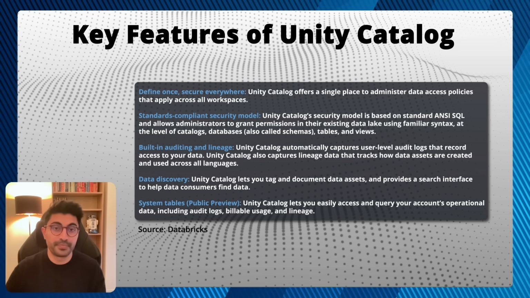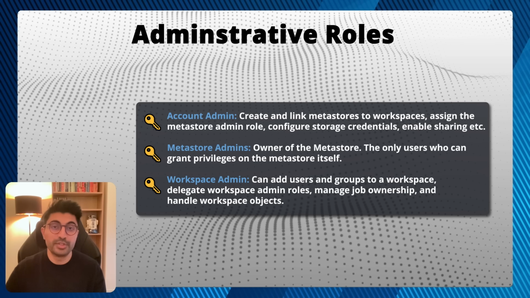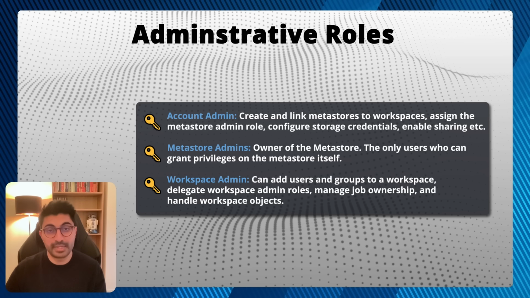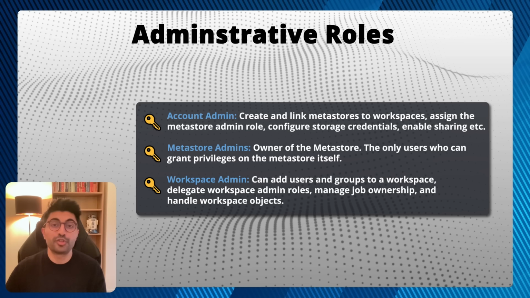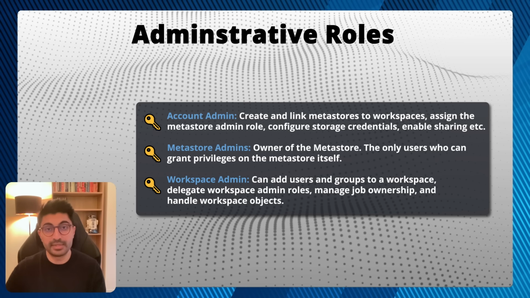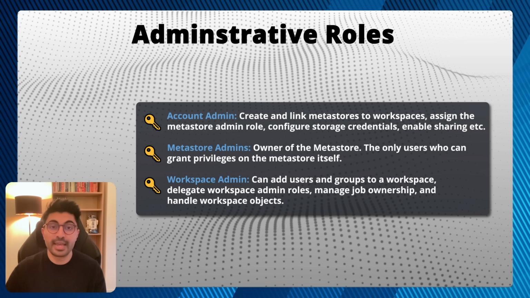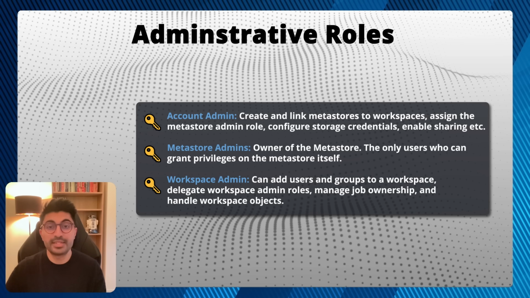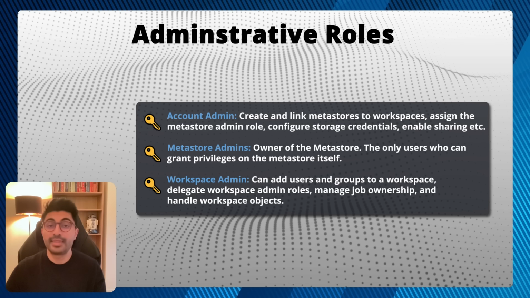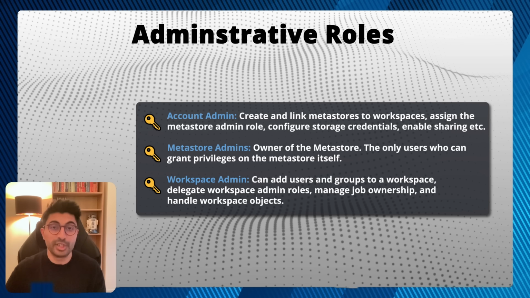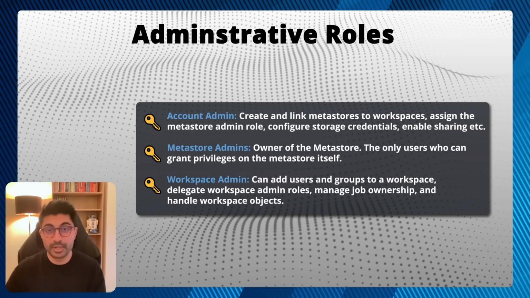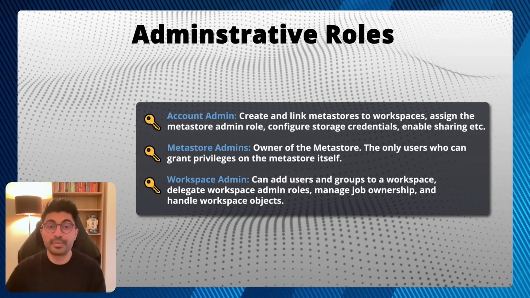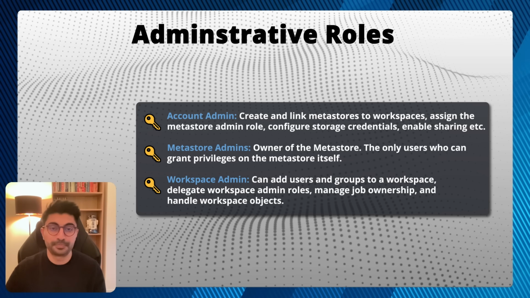The main administrative roles in Unity Catalog are account admin, metastore admin, and workspace admins. Account admins can create and link metastores to workspaces. They can assign metastore admins and configure storage credentials, among other things. Metastore admins have extensive privileges over the metastore itself. And then workspace admins have privileges adding users and groups to a workspace. They can delegate workspace admin roles, and they can manage job ownership and the handling of workspace objects.